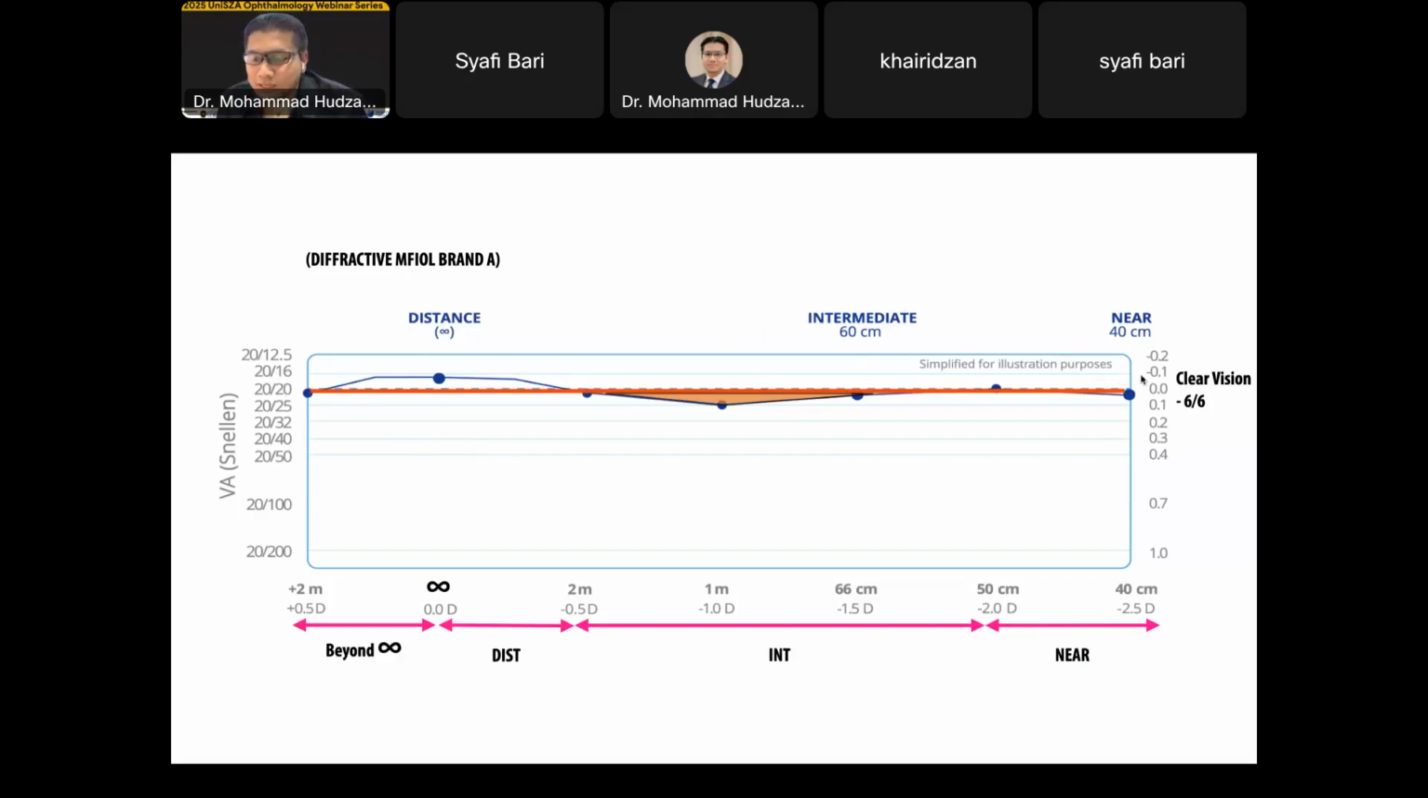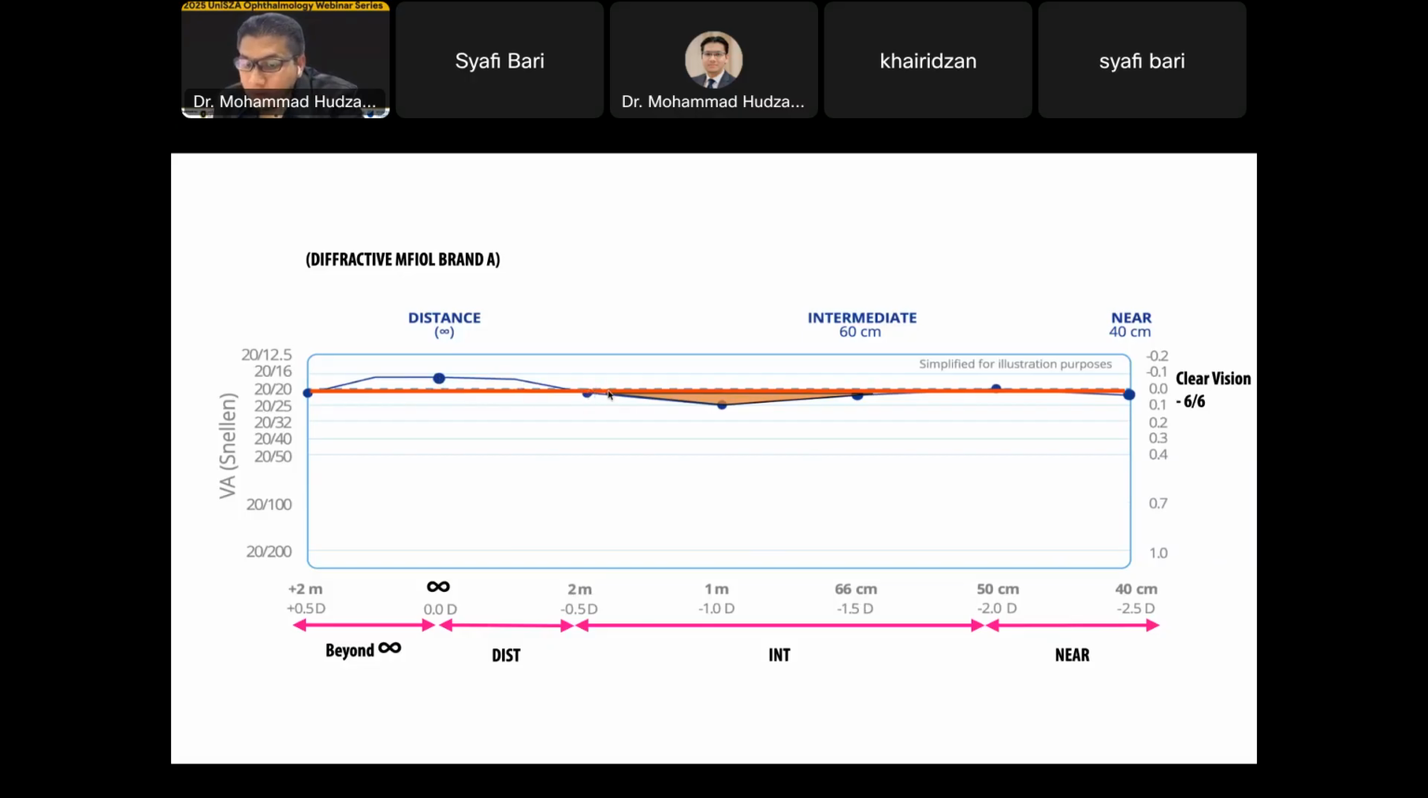So by putting clear vision at 6/6, we can understand that this lens can provide good vision at infinity until 2 meters, based on this defocus, the defocus at the Y plot. Okay.